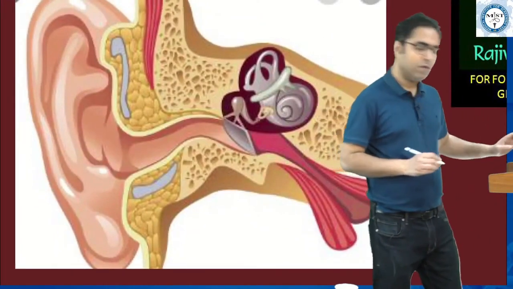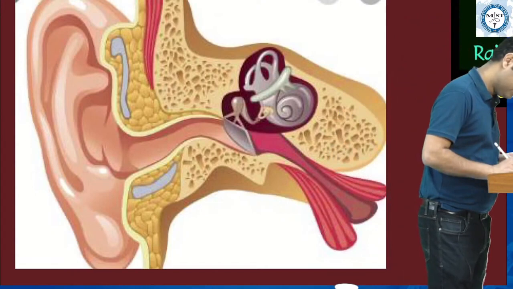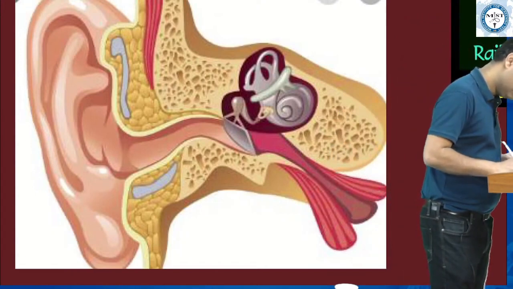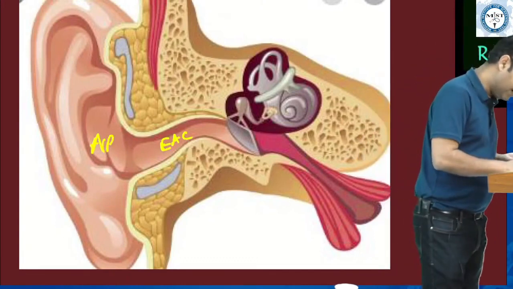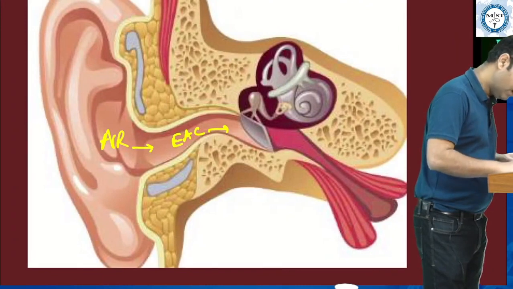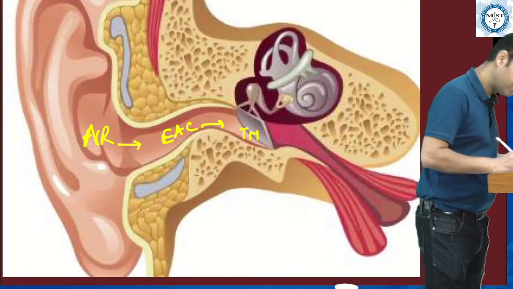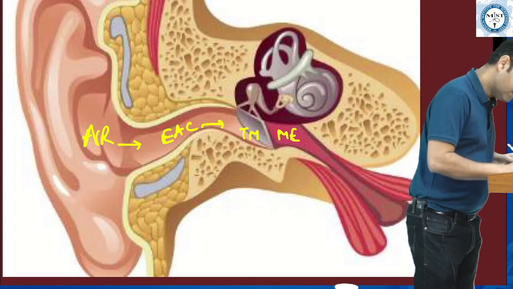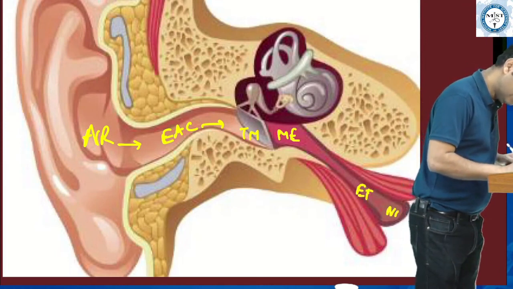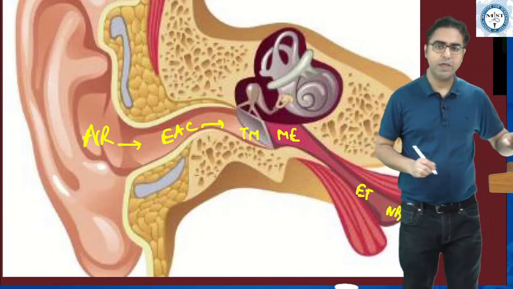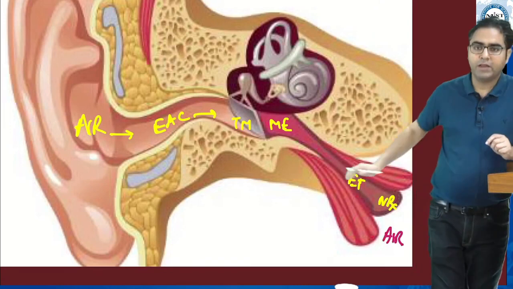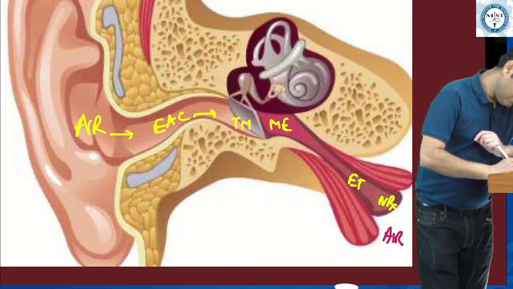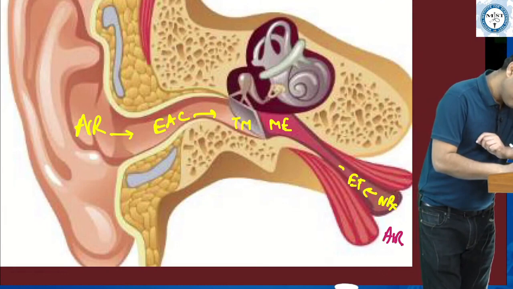Just see, beta. Where are we, first of all? This is the EAC, external auditory canal, and from outside the air is entering over here. This is the tympanic membrane. This is the middle ear. This is the eustachian tube. This is the nasopharynx, NPS. Now the same air is here also, no? The same air is entering the middle ear.